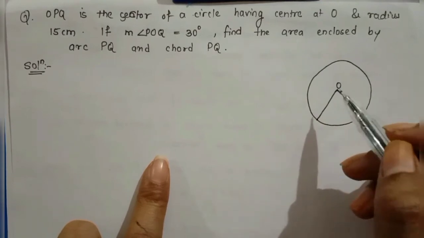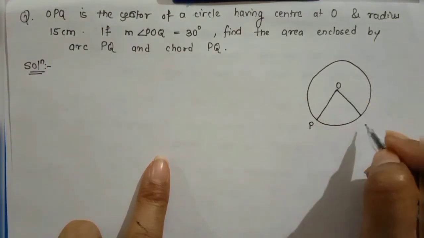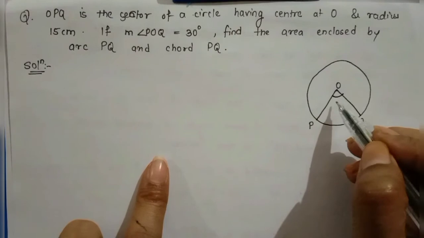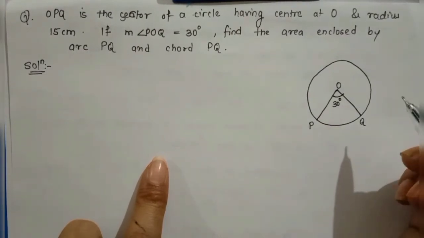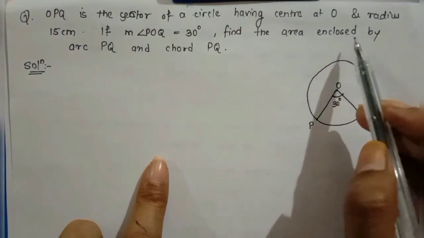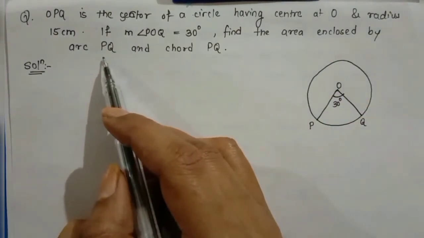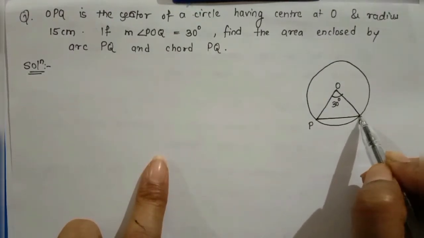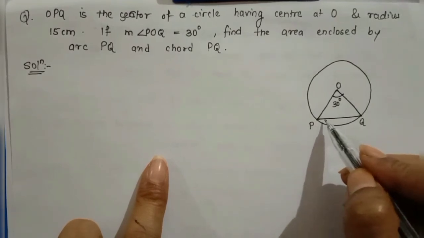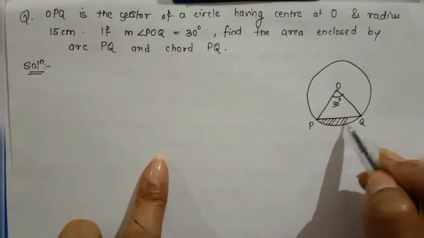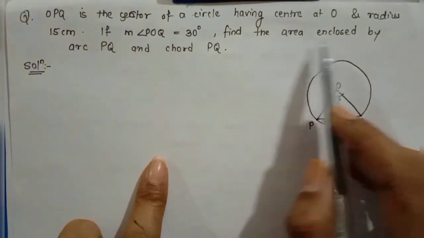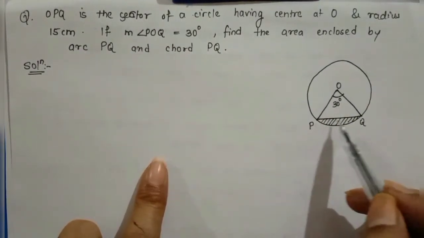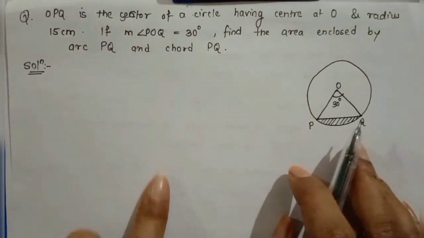See, so this is POQ. This is a sector of a circle with the central angle as 30 degree. Find the area enclosed by the arc PQ and the chord PQ. Since it also mentions chord, here we draw the chord like this. So this PQ is a chord. And this shaded region is what we have to find out, correct? Find the area enclosed by the arc PQ and a chord PQ. So we have to find this shaded region here.